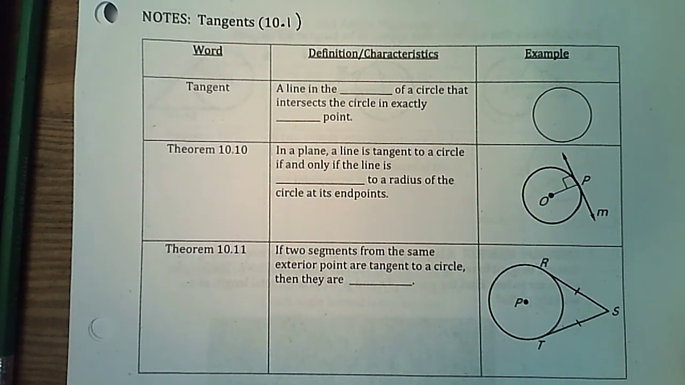Today we are going to learn about tangents and some different theorems that go along with tangents. First of all, what is a tangent? A tangent is a line in a plane of a circle that intersects the circle in exactly one point.